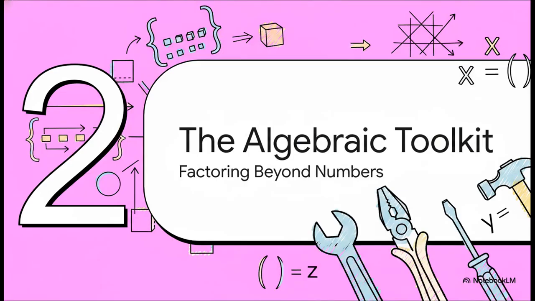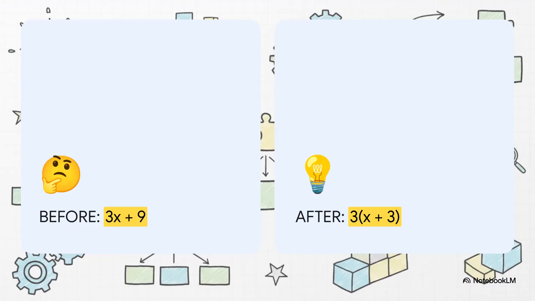Okay, so now let's level up. We're going to see how this idea expands from just simple numbers into the whole world of algebra. It's time to assemble a toolkit for factoring more complex expressions. The most basic tool in our kit is simply finding what's common. So if you look at the expression 3x + 9, you can see that both parts share a factor of 3. By pulling that 3 out front, we reveal the underlying structure, 3 multiplied by the quantity (x + 3).